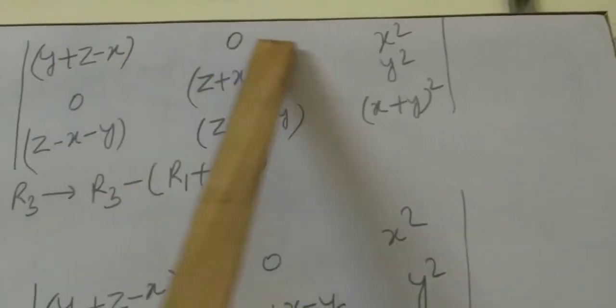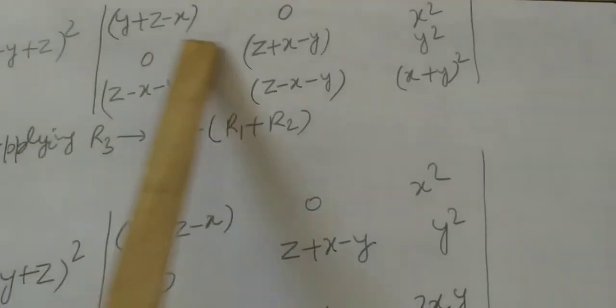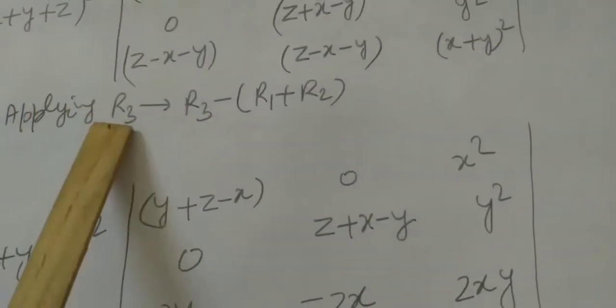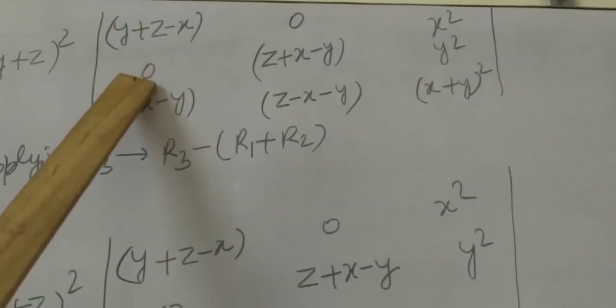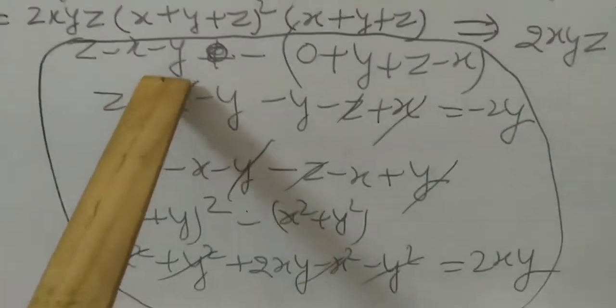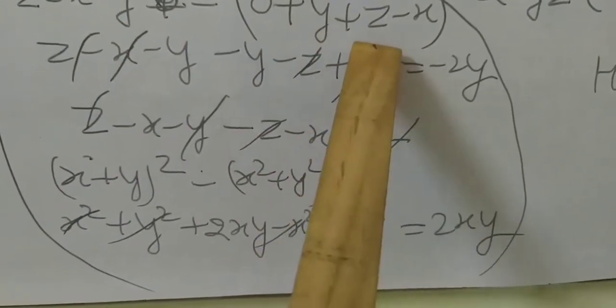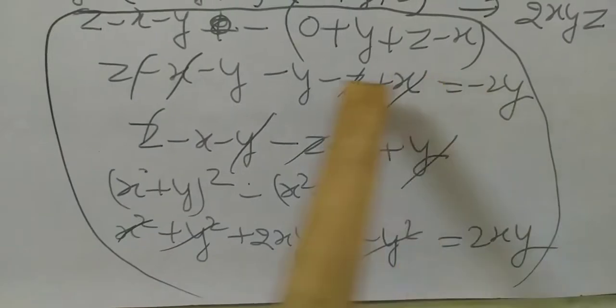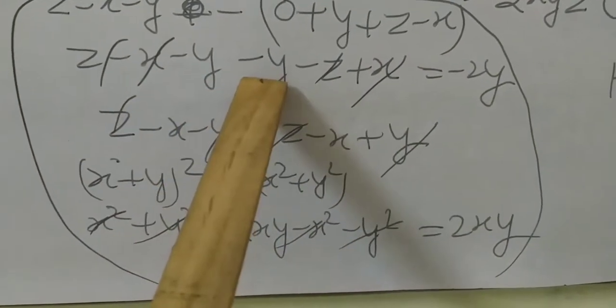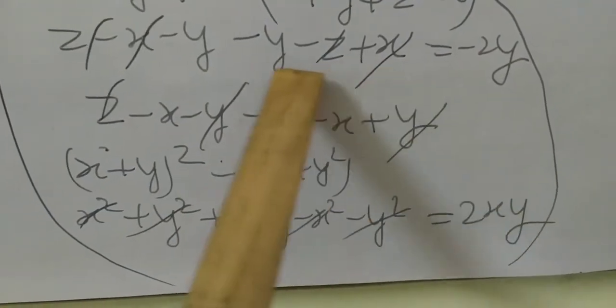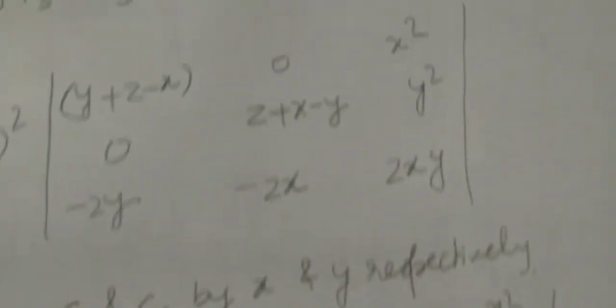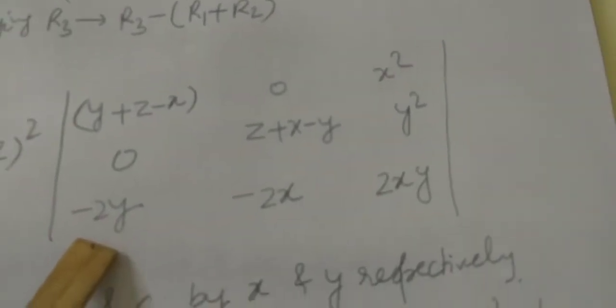So R1 will remain as it is, student, R2 also will remain as it is, R3 we are going to change. So from this we have to subtract the sum of this and this. We can do it on rough, students. You can see here z minus x minus y minus (0 plus y plus z minus x). When we open, z minus x minus y minus y minus z plus x. So z and x will be cancelled, minus y minus y is minus 2y. Okay students, so its answer is minus 2y. I have written minus 2y, student.